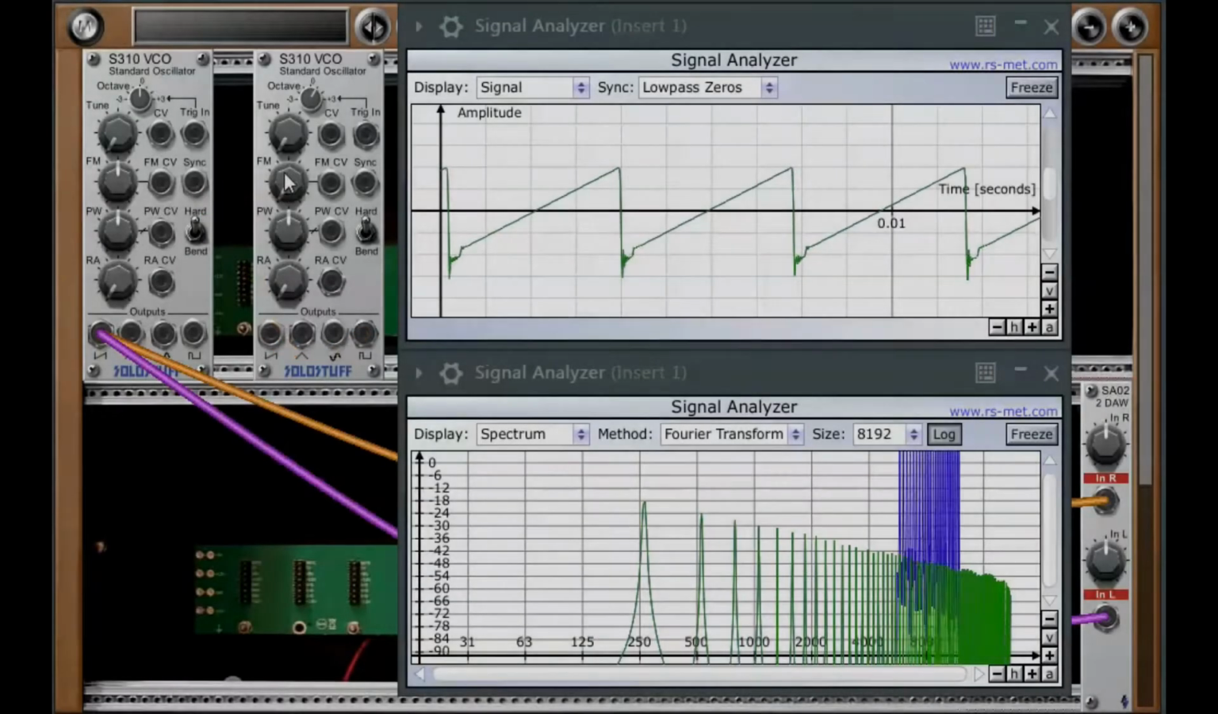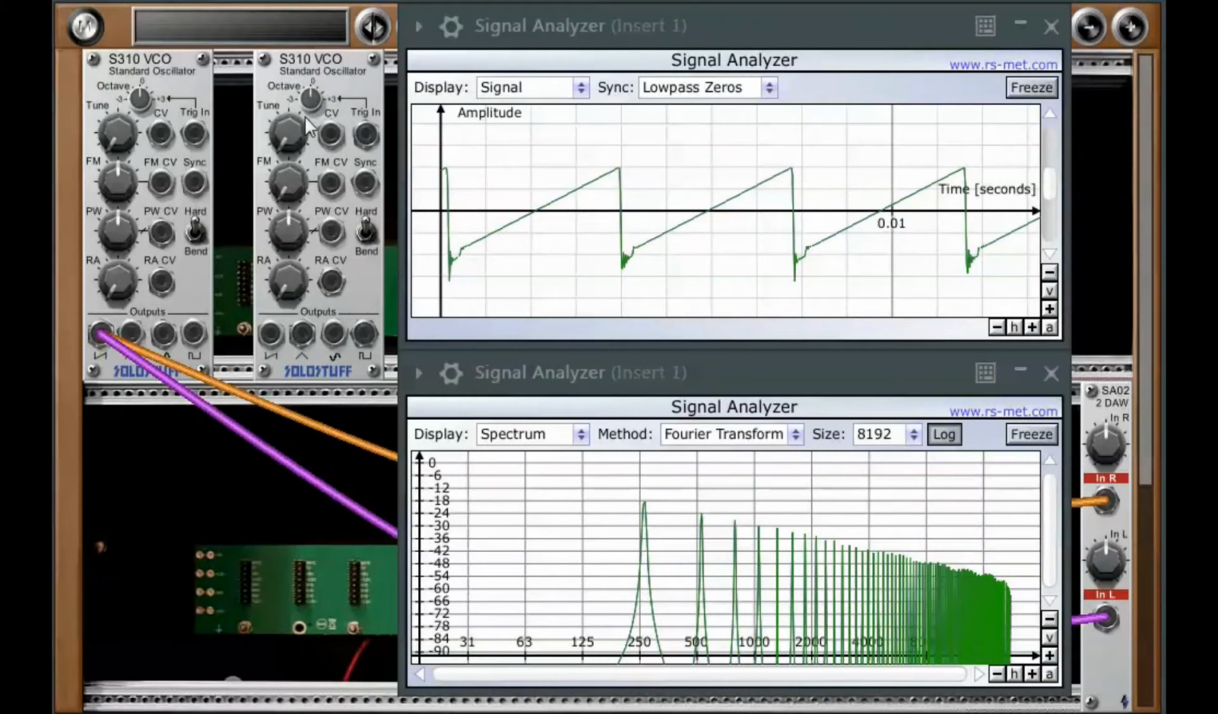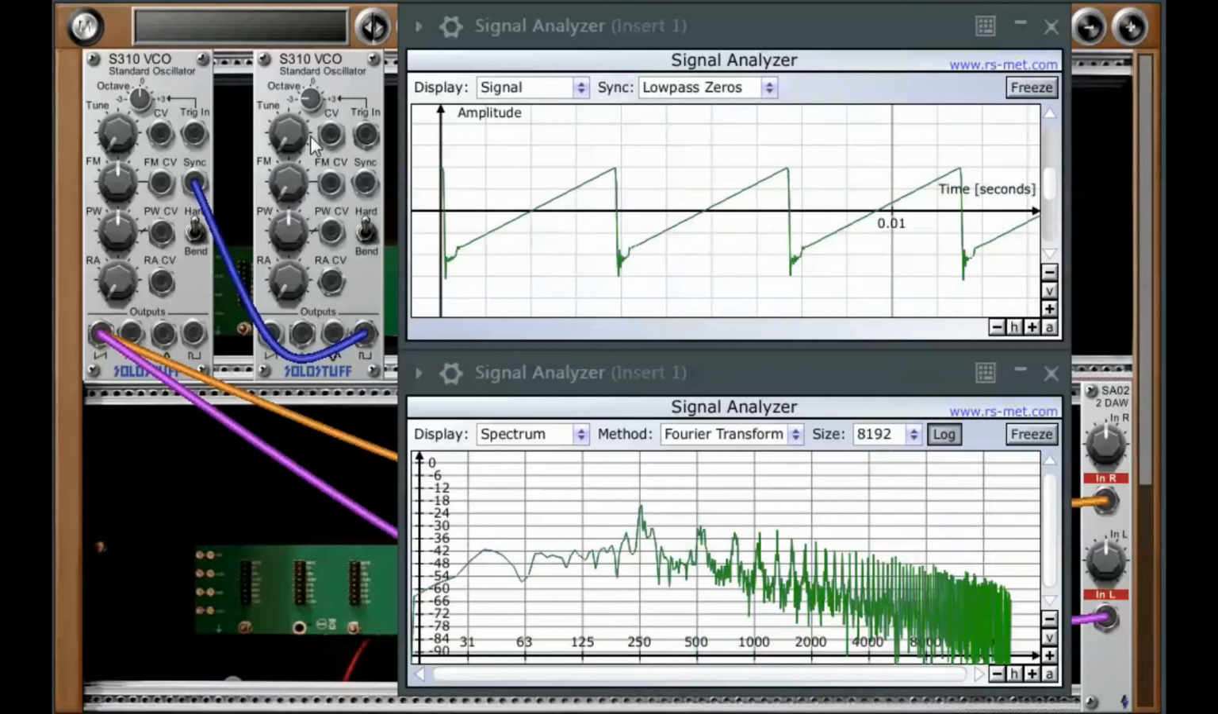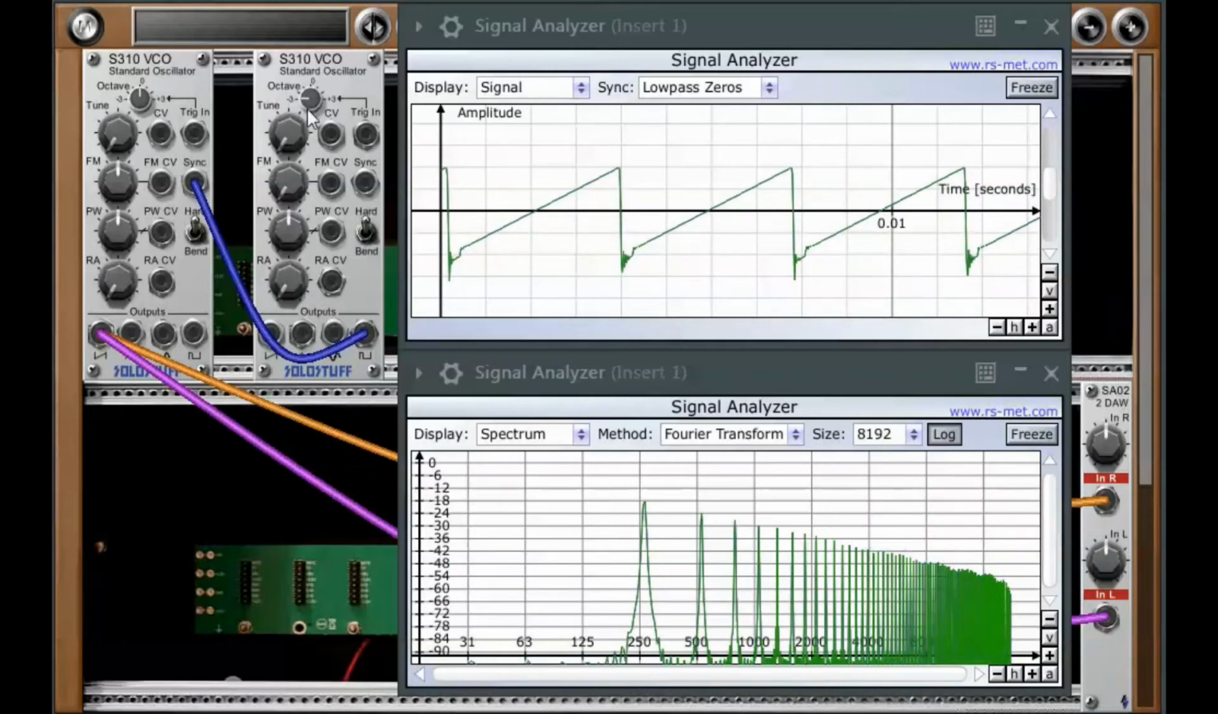But when the master's frequency is lower than the slave's and the relation of the frequencies is a relation of octaves, meaning the master's frequency is exactly half the slave's frequency or exactly a quarter of the slave's frequency and so on, then nothing happens.